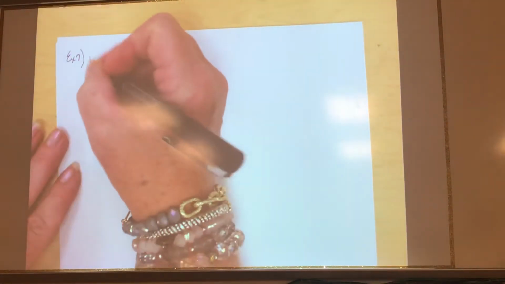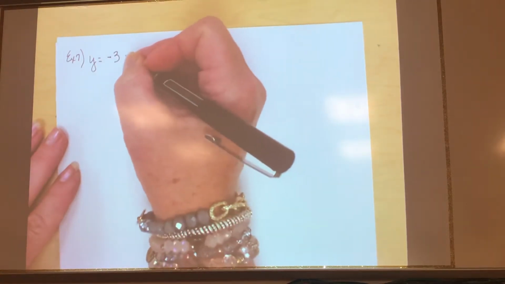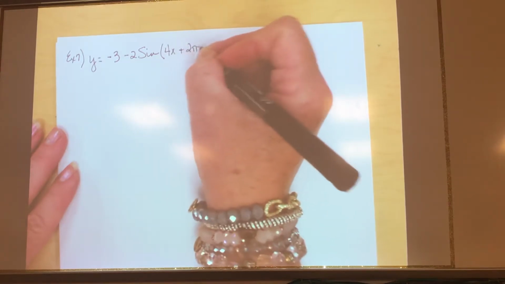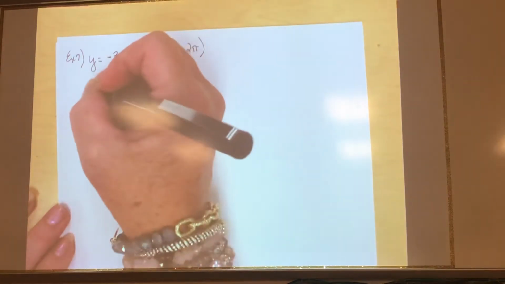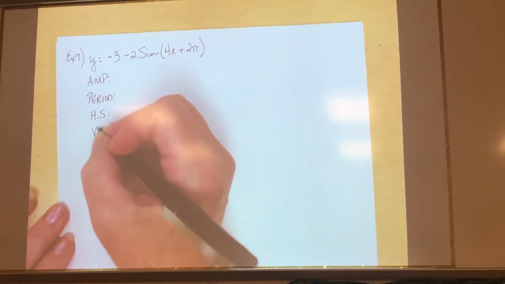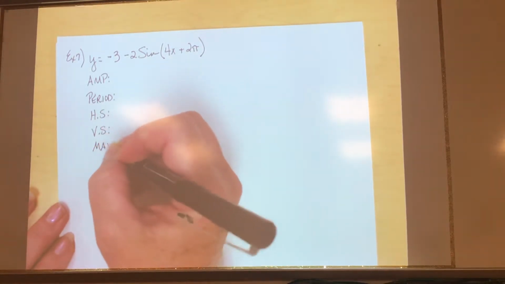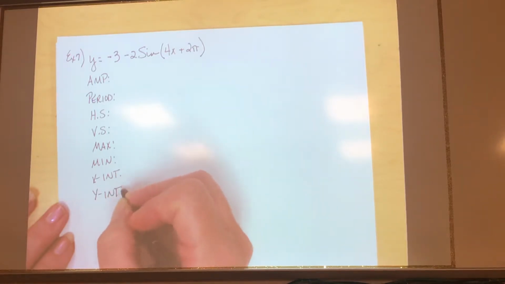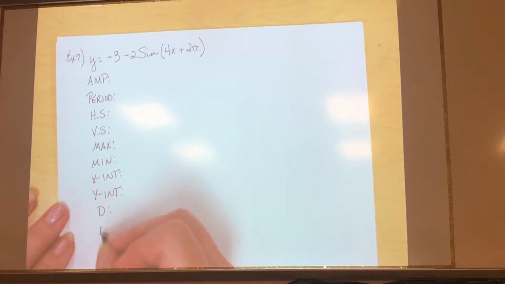All right, so here's your next problem. Now, what did I tell you about this next problem? The bomb. This is the bomb. Here we go. Example 7: y is equal to -3 minus 2 times the sine of (4x plus 2 pi). You are going to find the amplitude, the period, the horizontal shift, the vertical shift, the max, the min, the x-intercept, the y-intercept, the domain, and the range.